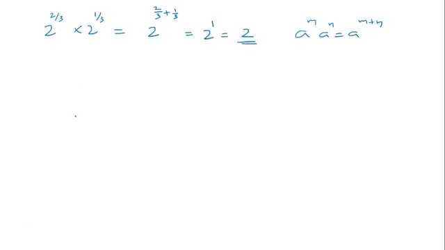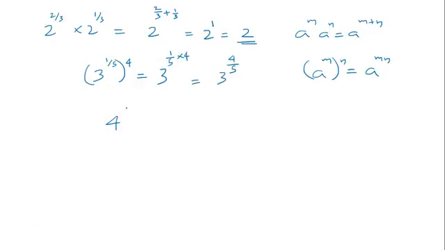Let's look at another example. If you want to compute (3 raised to 1 by 5) whole raised to 4, this is of the form (a raised to m) whole raised to n, and you know that this is equal to a raised to mn. So here you just need to multiply 3 raised to (1 by 5 into 4), which is 3 raised to 4 by 5.